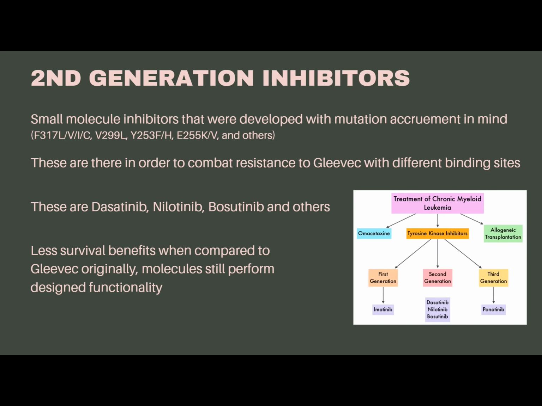They have slightly different binding sites and binding compatibility with the binding pocket. The second generation ones that are most common are dasatinib, nilotinib, and bosutinib, but you also have a couple others. It has been shown through research that there are fewer survival benefits when compared to first generation inhibitors. The molecules still perform their designed function of inhibition, but at this point you have a high level of mutations in the cells and it becomes harder to catch.